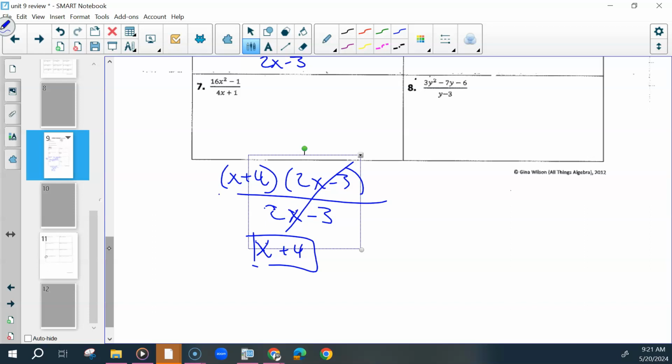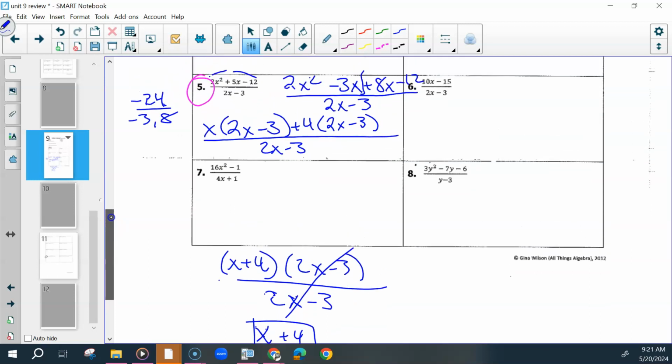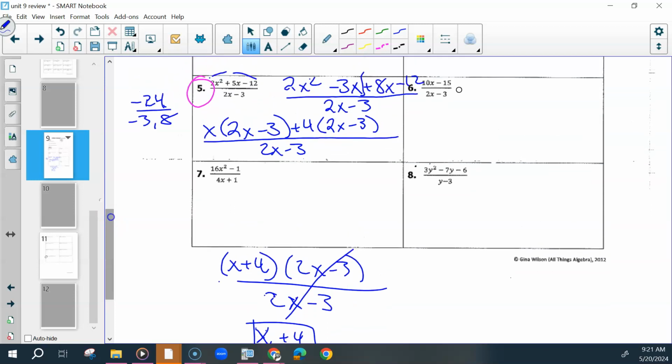Number 5, I think that's what we did. So 4, 6. We have two terms. Would this be GCF or difference of squares? Yes. What is that GCF? 5. So if I divide both of those by 5, I'd have 2x minus 3. And that happens to be my like factor. So my final answer is just 5.